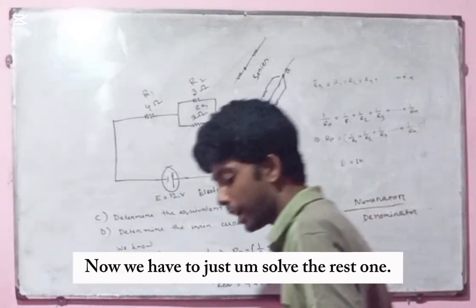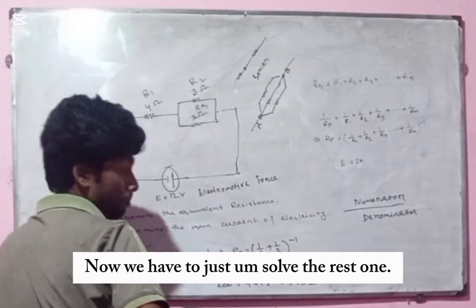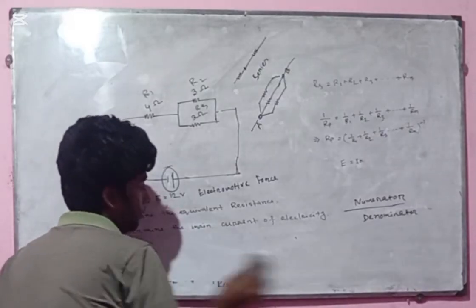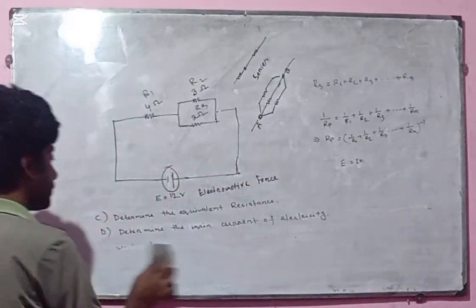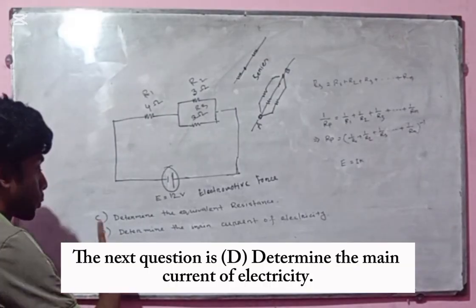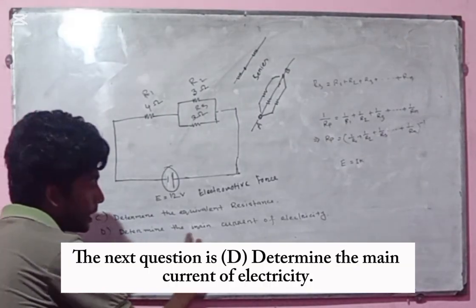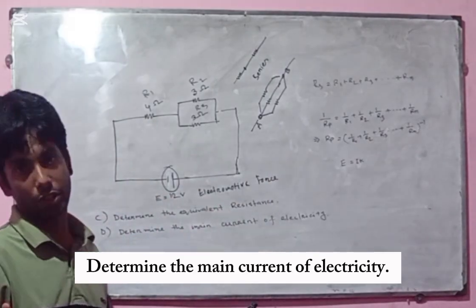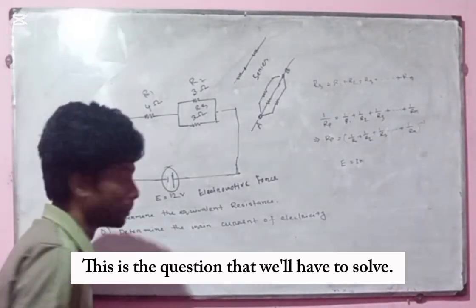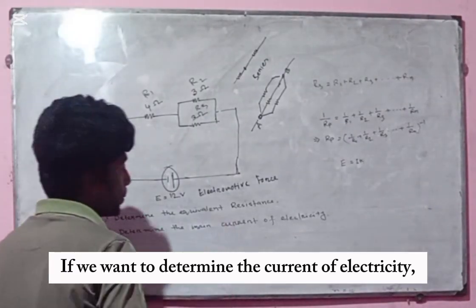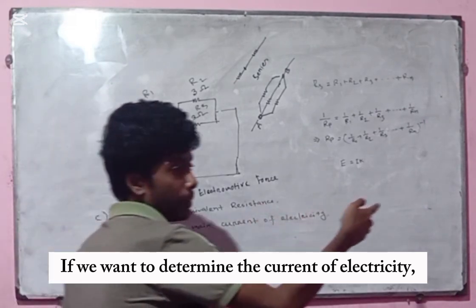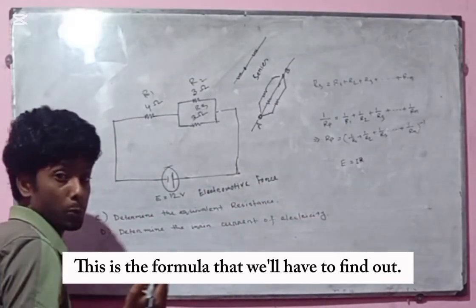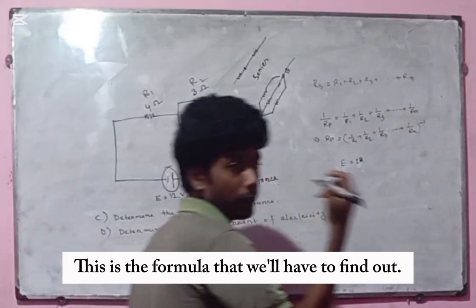Okay. Now we have to solve the remaining one. The next question is D. Determine the main current of electricity. This is the question that we'll have to solve. If we want to determine the current of electricity, E equals IR. This is the formula that we'll have to use.